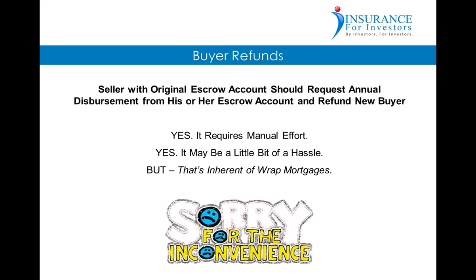Now, going back to this, the seller with the original escrow account should request an annual disbursement from his or her original escrow account and then refund that money to the new buyer, because the new buyer has paid for that insurance. Yes, it's going to require manual effort. Yes, it's a little bit of a hassle. But yes, that's inherent to wraparound mortgages. Again, it is what it is, and I keep driving this in because this is a conversation that we at Insurance for Investors have on a regular basis, going back and forth with the parties. But so-and-so said this, or the other party said, well, I didn't have to do that last time. This is the way it's set up. Again, the insurance isn't going to change just because the parties in the transaction want the mortgage to.